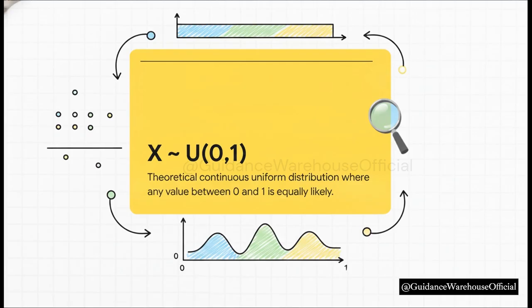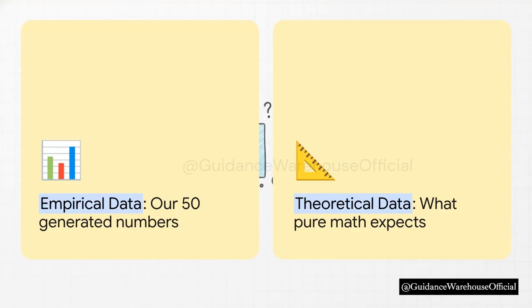The word continuous just means it can literally be any decimal in between those numbers, and uniform means every single value from 0 to 1 is equally likely to pop up. Now wait, pause right here. This is absolutely crucial, and it's where a lot of students get tripped up. We have to keep 2 totally different worlds separate in our minds.